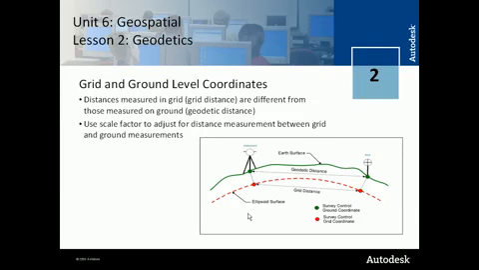Very important to understand in mapping is the difference between a ground level measurement and a grid level measurement. If you measure a distance on the ground, it is going to be different than that distance measured on the corresponding map projection. And that's where you would use a scale factor. You may have heard of the term scale factor to scale distances. And that's going to equate a ground level distance to a grid level distance, or a grid level distance to a ground level distance.